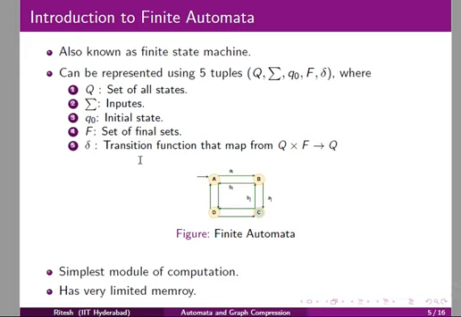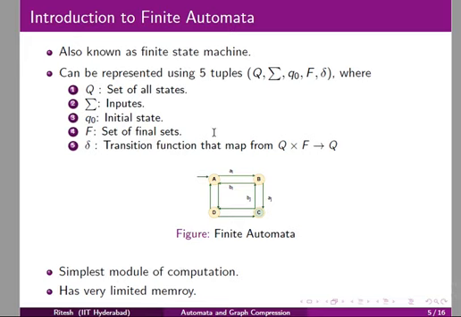Delta is a transition function that maps our path from where to where we are going. It will be in tabular form. Suppose we are at B: if the input is a, then we will end at C, and if the input is b, then we will end at A. So delta determines the flow of transition from one state to another state. Automata is the simplest model of computation, and it has very limited memory. This is very useful from our perspective, for the graph.